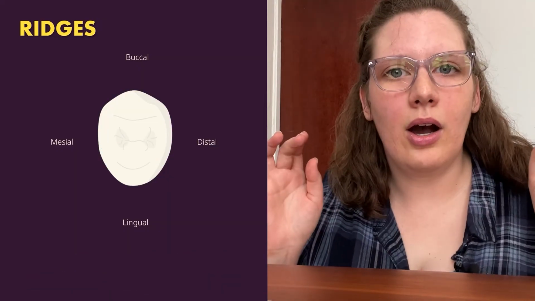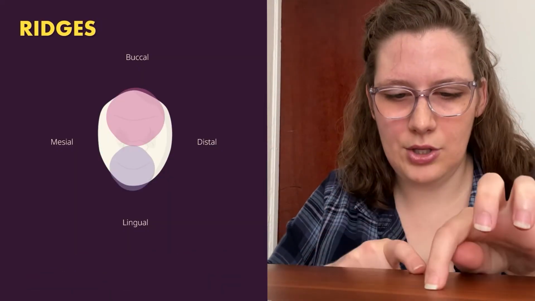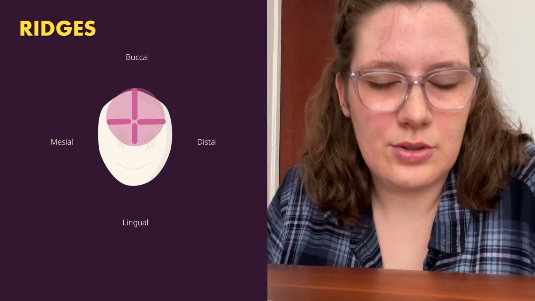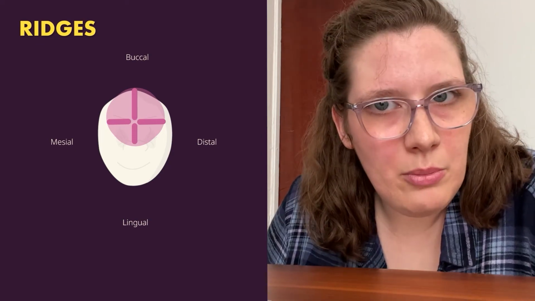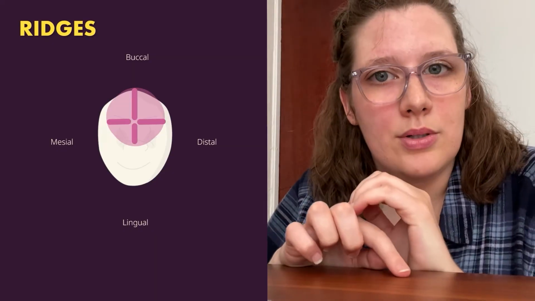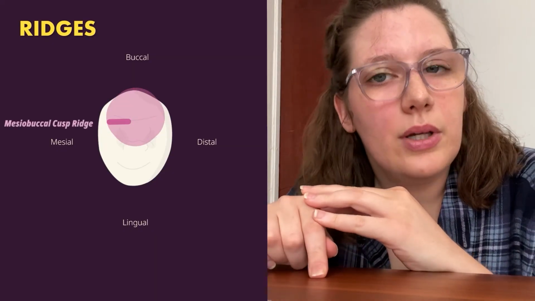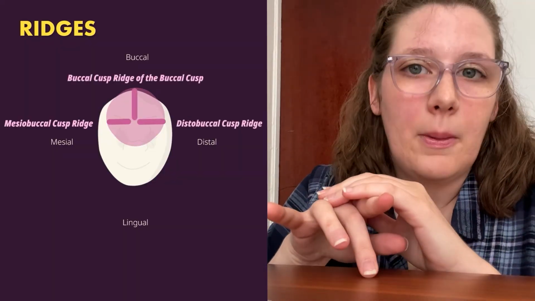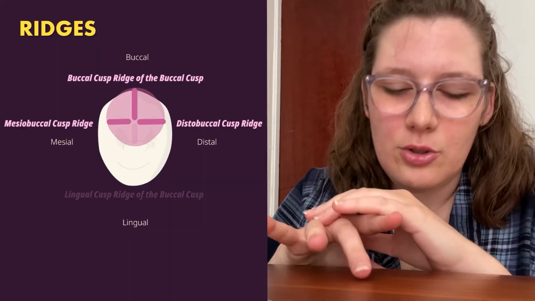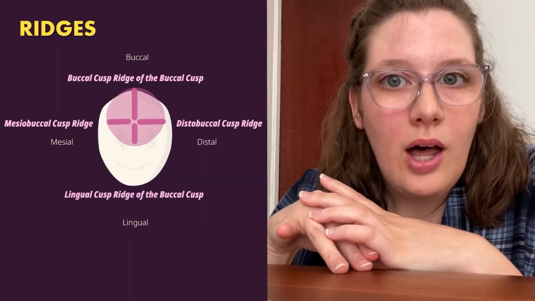Now we're going to look at our ridges around our cusps. Each cusp is shaped like a pyramid with 4 ridges around it, almost like a compass, north, south, east, west, but instead we got buccal, distal, mesial, lingual. So let's look at that buccal cusp first. We need to know 4 ridges, and these are going to be the same as our maxillary first premolar was. For our buccal cusp, going towards the mesial is our mesial buccal cusp ridge, towards the distal is our distal buccal cusp ridge, towards the buccal is our buccal cusp ridge of our buccal cusp, and towards the lingual is our lingual cusp ridge of our buccal cusp.